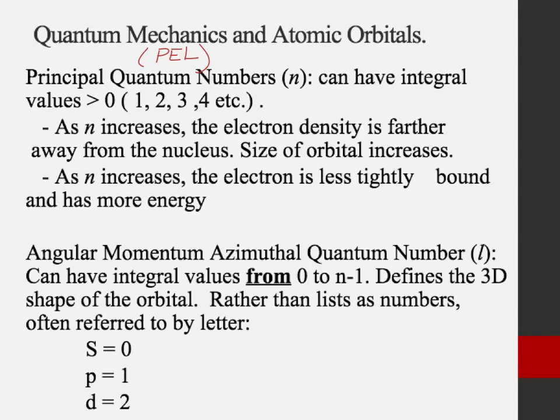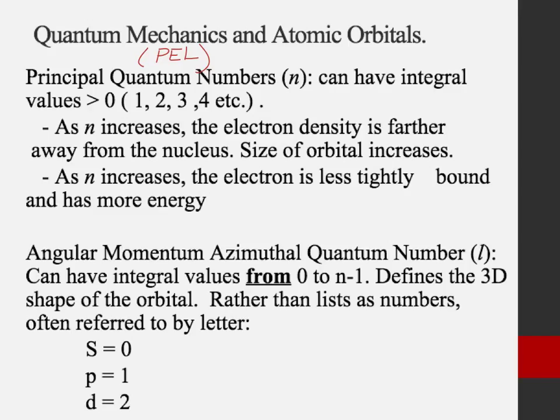As n increases, the electron density is further away from the nucleus because you're adding more shells. The size of the orbital is going to increase. And as n increases, the electron is less tightly bound, meaning because it's further from the nucleus, the attractive forces between the protons and the electrons decrease, and therefore it has more energy.